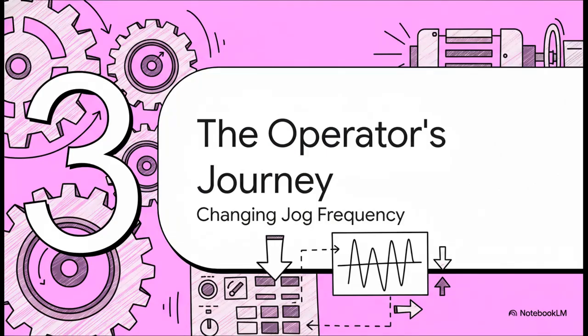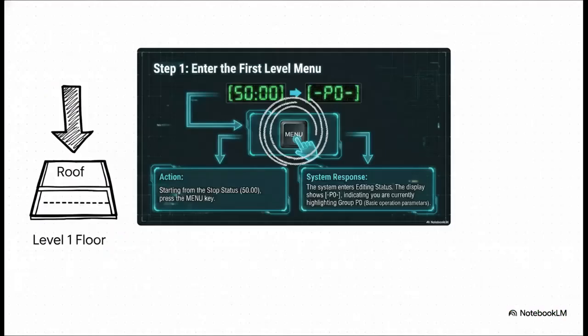Right, part 3, the operator's journey. Let's put this into practice. Say our goal is to change our jog frequency from 5.00 to 8.05. We begin our descent. Starting from the display roof, where it says 50.00, we just press the menu key. The system instantly transitions into editing status and drops us onto the level 1 floor. The LED display now shows -P0-. We are officially inside the basic operation parameters group.